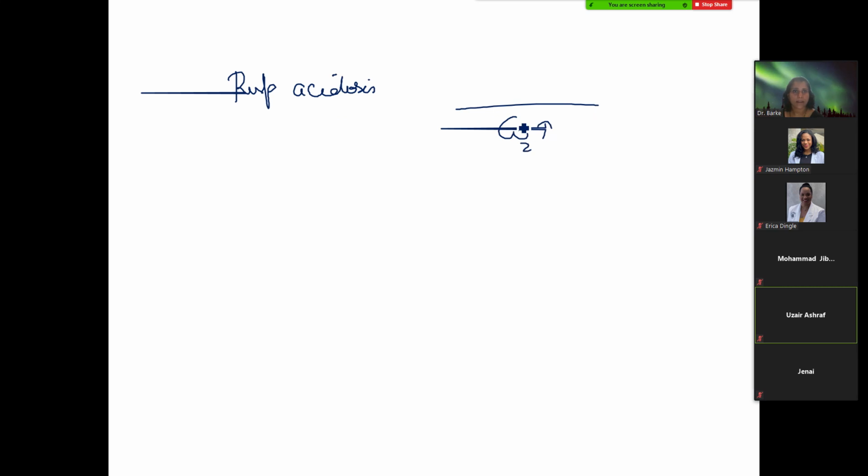Now let's go to respiratory acidosis. In respiratory acidosis, what happened? CO2 had increased, correct? And if CO2 increases, according to Henderson, if pH has to remain or come back to normal, what should happen to bicarbonate?